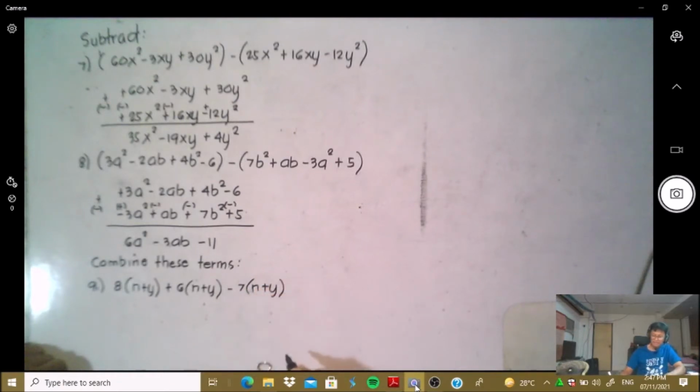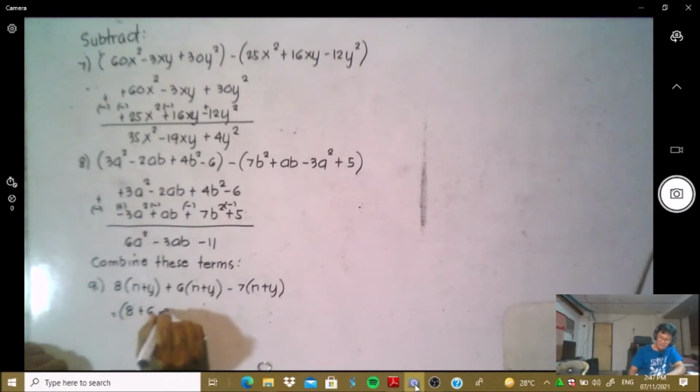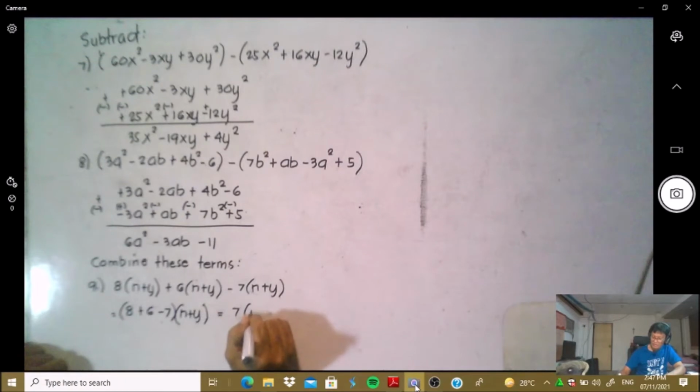Okay, so very simple. We have to factor out n plus y, so we have 8 plus 6 minus 7 times n plus y. So let's put it in parentheses, and the value is equal to 7 times n plus y.